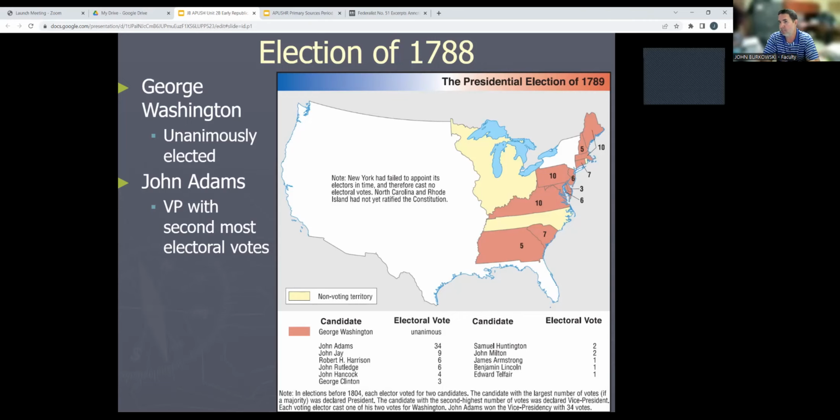So it's not really by party, because we don't have political parties right now. They don't exist right now, so that's not an issue. But John Adams will become vice president. George Washington will be unanimous, and it makes sense that George Washington is the president.